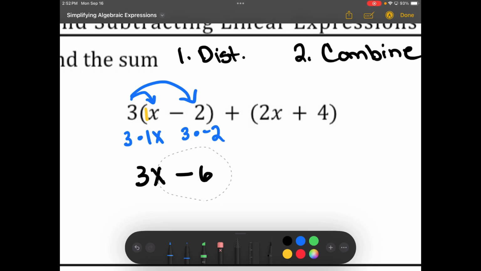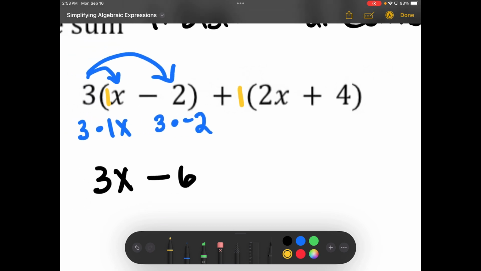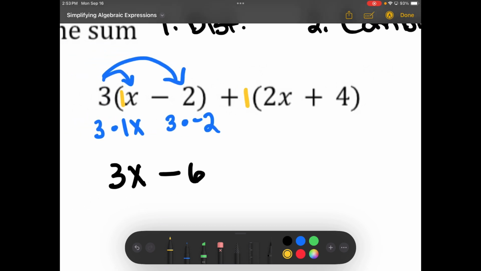Now, there is also a windy 1 in front of these parentheses that we would distribute, but identity property tells us anything times 1 is itself, right? So does it make sense for me to do 1 times 2x when I know I'm already going to get 2x? Do I need to do all those extra steps? No, so I'm just going to bring down the positive 2x and bring down the positive 4 because they're being multiplied times 1.